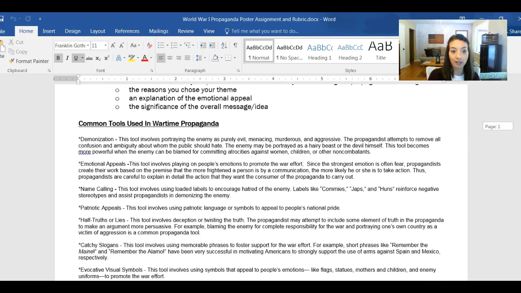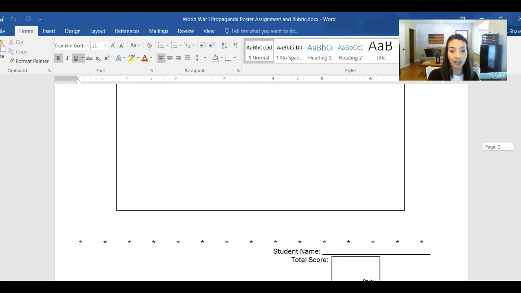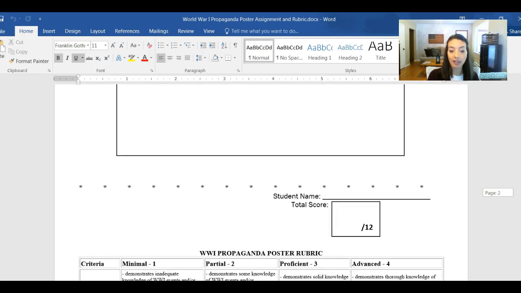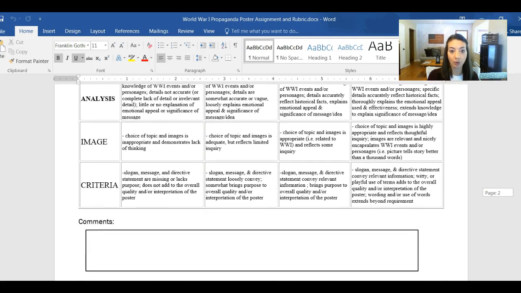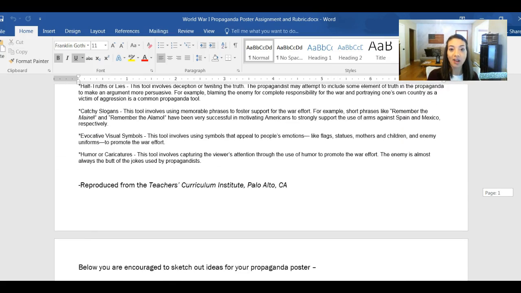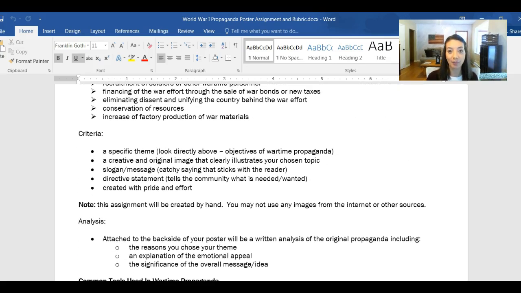Now this part of the assignment, I put in there to help you think of ideas when you're creating your poster. I won't go over them, but they are there for you to read. And then here, I just put a box for you to be able to sketch out some of your ideas. And this is how you are going to be scored, the rubric. Okay? I hope that helps in understanding what you have to do with the propaganda poster.